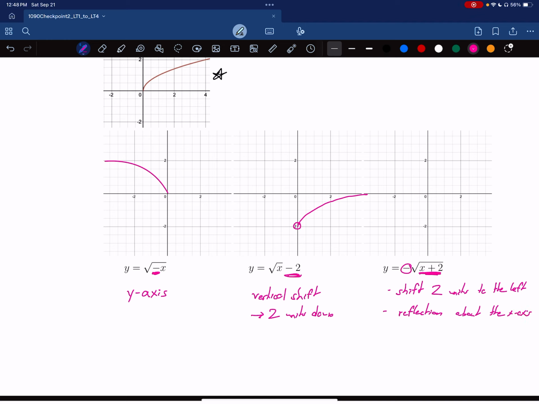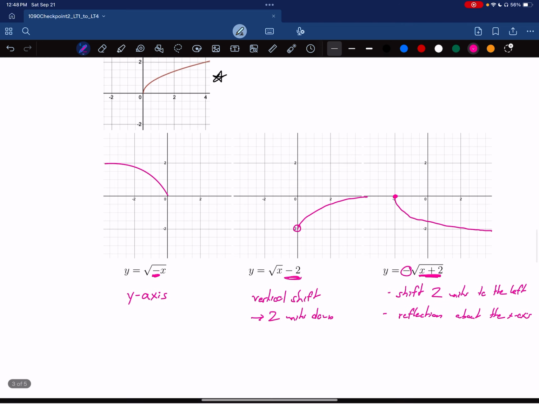So for a question like this, I like to start inside out. So first I will shift 2 units to the left, which is right here at x equals -2. And then I'm going to reflect it about the x-axis. So I'll be drawing it like so. Oh no, that did not mean to happen. Like that.